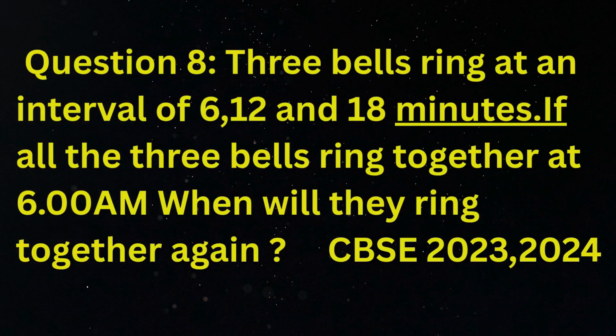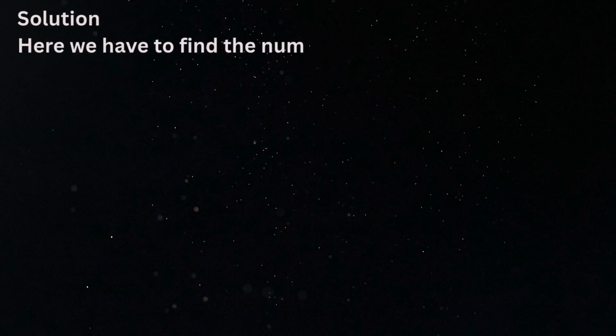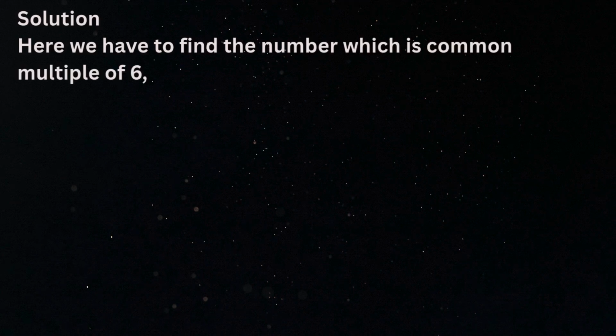Question 8. 3 bells ring at an interval of 6, 12, and 18 minutes. If all the 3 bells ring together at 6 o'clock a.m., when will they ring together again? Solution. Here we have to find the number which is a common multiple of 6, 12, 18. Hence we have to find the LCM of these numbers.